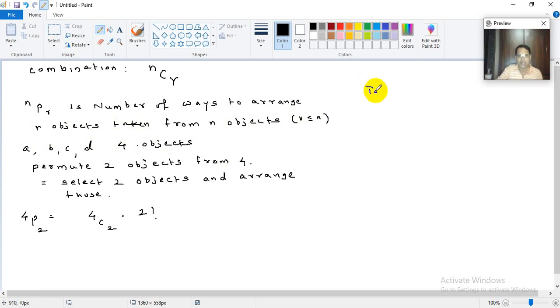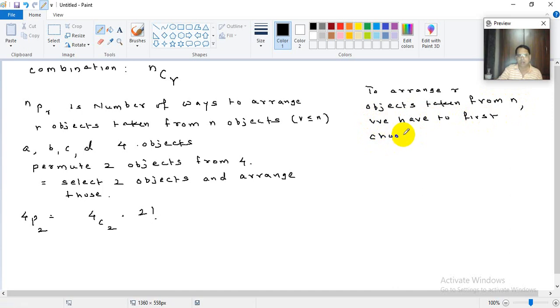So what we can say, to arrange R objects taken from N objects, we have to first choose R objects from N and arrange them. So this is equal to NCR.